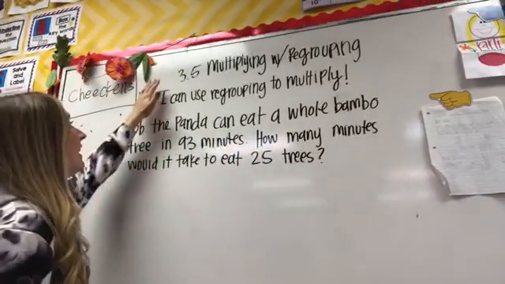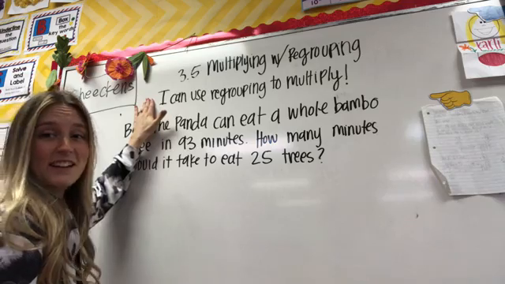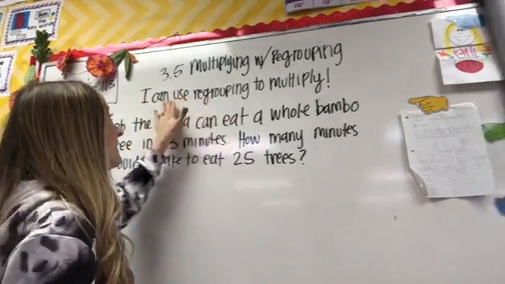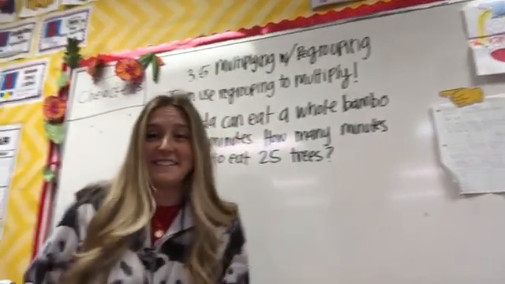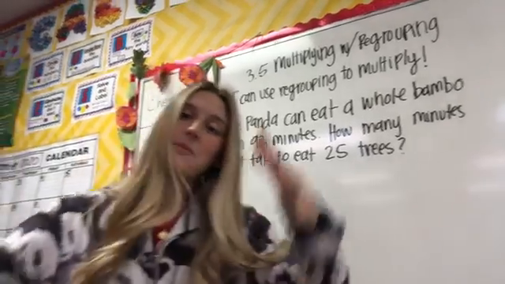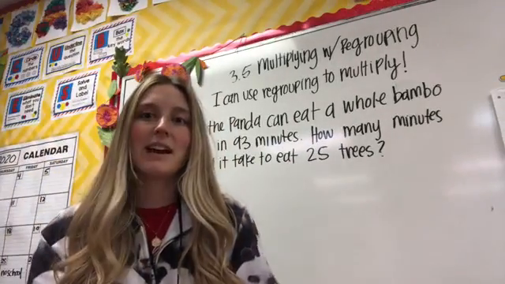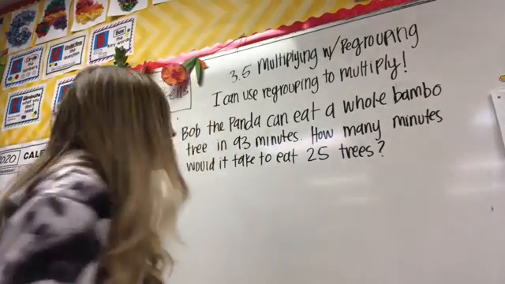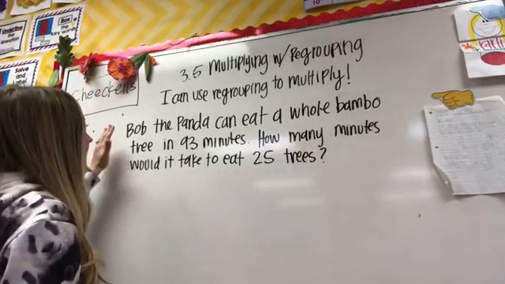All right. So our I can statement is I can regroup. I can use regrouping to multiply. Let's do it. So this is just like multiplying with one-digit numbers, but now there's two, so there's extra steps involved.